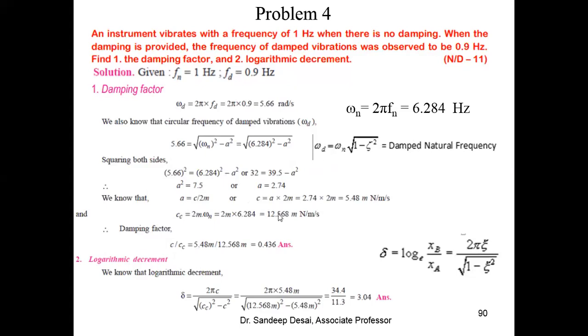Instead of doing all this, you can calculate zeta directly from this expression. Omega d is known, omega n is known, zeta is equal to 0.43, 0.436. You got your first answer. It is not necessary to calculate C and CC, because in the problem you have only been asked to determine zeta, the damping factor. So the answer for the first unknown, damping factor, is 0.43.